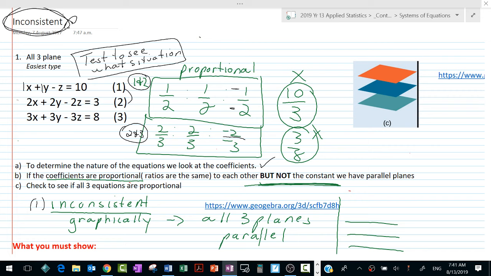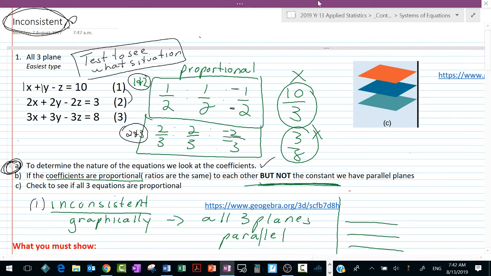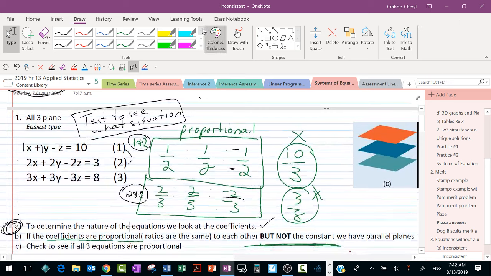So what you have to do in A is determine the nature of the equations. We look at the coefficients. If the coefficients are proportional, which means basically that the ratios are the same to each other, but not the constant, we have parallel planes. So we take each one of these equations and compare it against the other one, and see if the coefficients in front are proportional to each other.